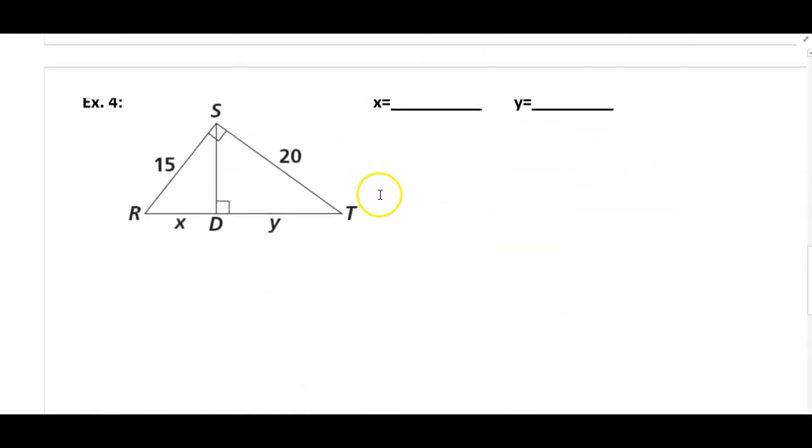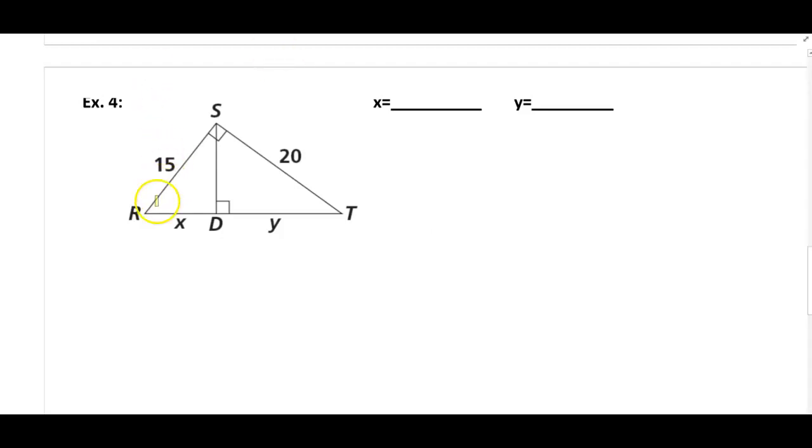Next example. Ooh, good one. So when I look here, I'm looking for x and y, which is basically both pieces of the hypotenuse. I don't have the altitude. The only thing I know is each leg. I don't even know the hypotenuse. So what can I do?